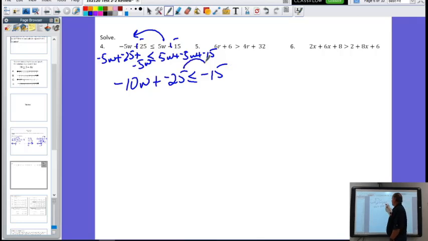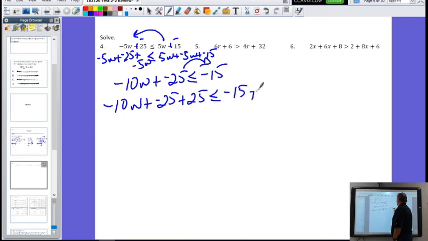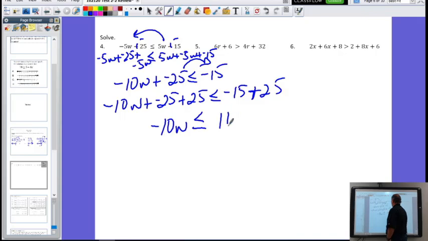So now I move this negative 25 over to be with the negative 15. So negative 10w plus negative 25 plus positive 25 is less than or equal to negative 15 plus 25. Okay, so I end up with negative 10w is less than or equal to, and negative 15 and positive 25 give me 10. Okay, so I divide both sides by negative 10.